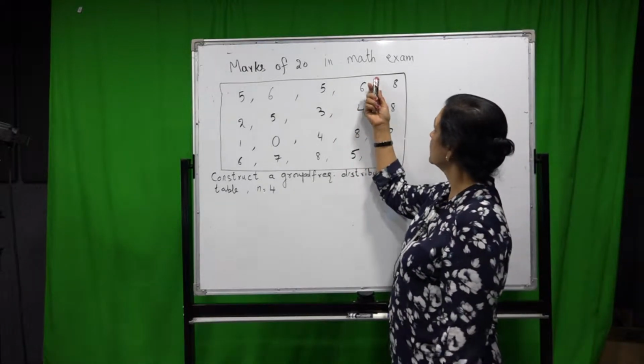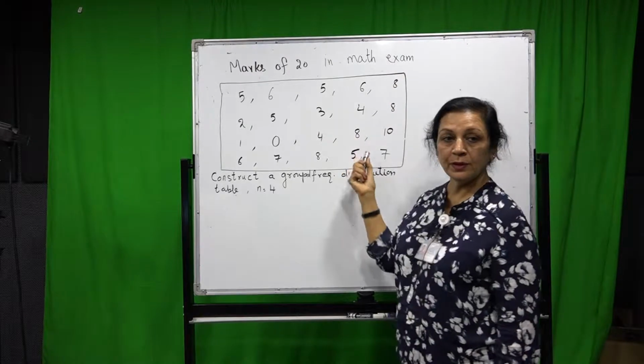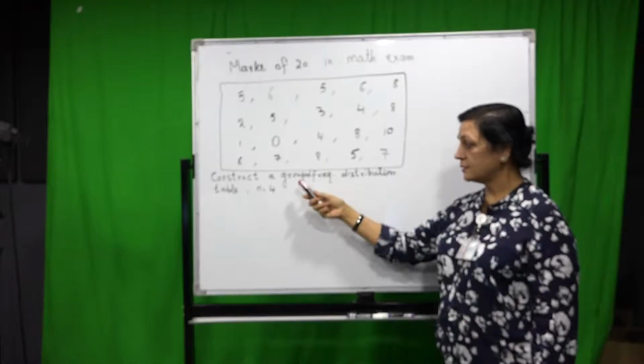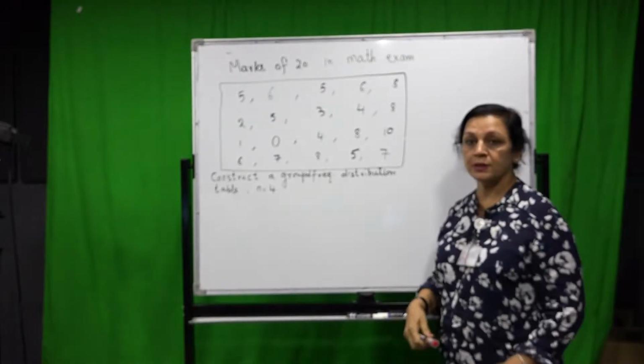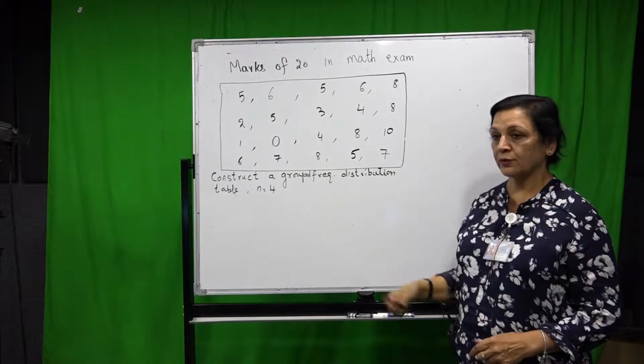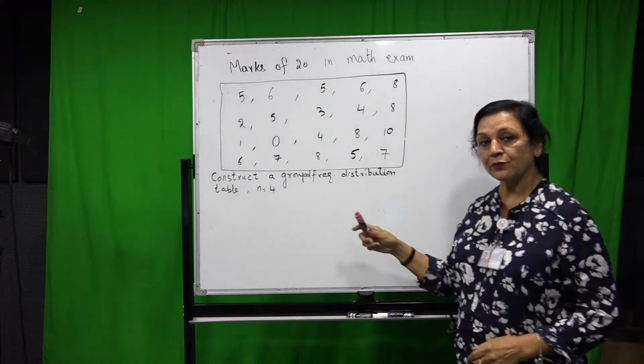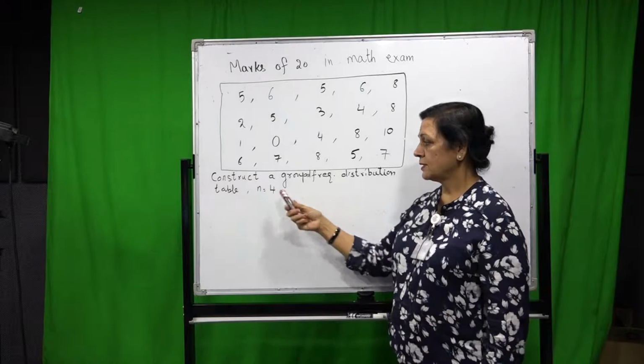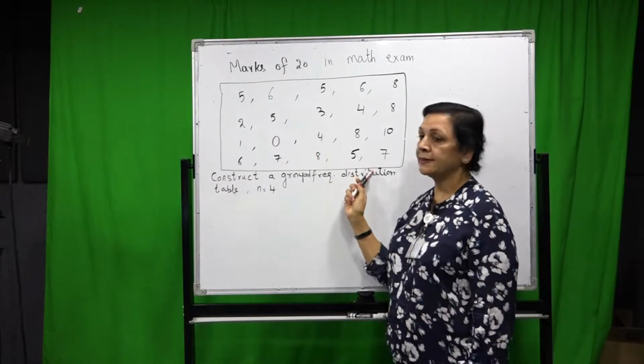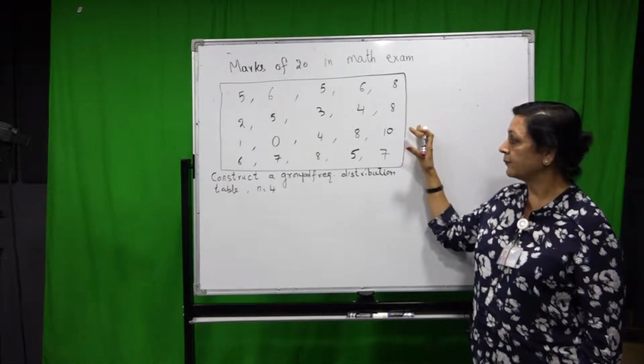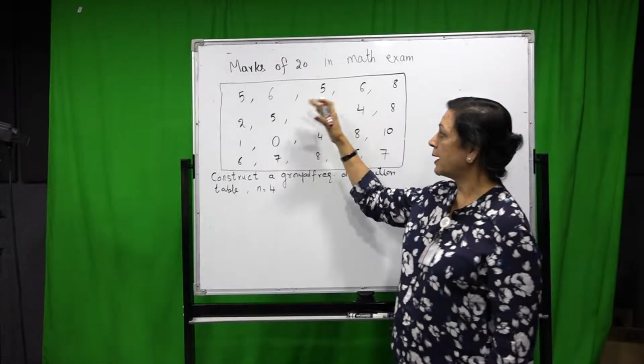Marks of 20 students in a maths exam are given here, and we have to construct a group frequency distribution table where n is 4. N means the number of classes. To start, first look at the data. This is called raw data. What do we have? We have marks.